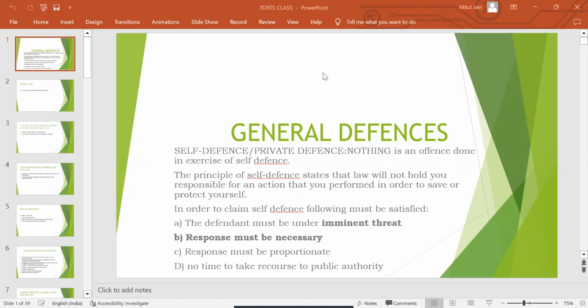Just a quick reminder of the previous class. We discussed damnum sine injuria, what is torts. We also discussed injuria sine damnum. Yes or no? Yes, sir. Okay. So what is damnum sine injuria, class? Yes, what is damnum sine injuria, Shikha?